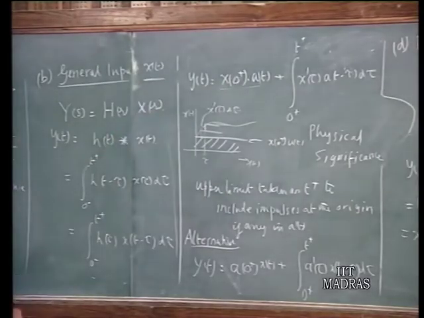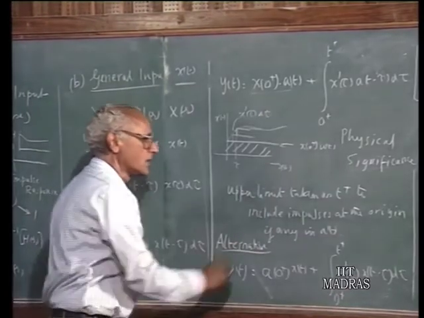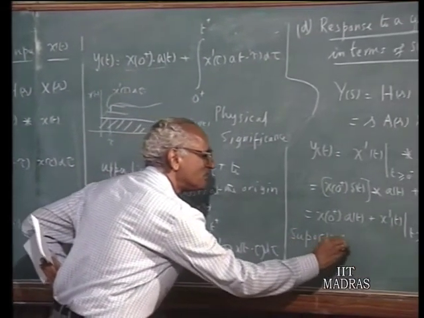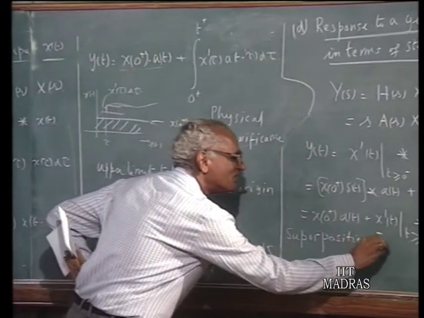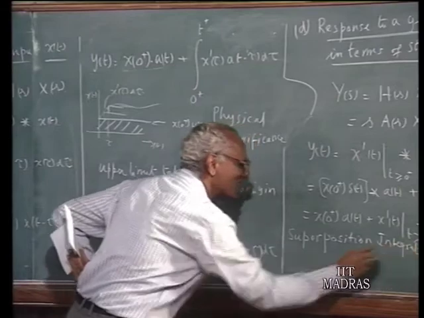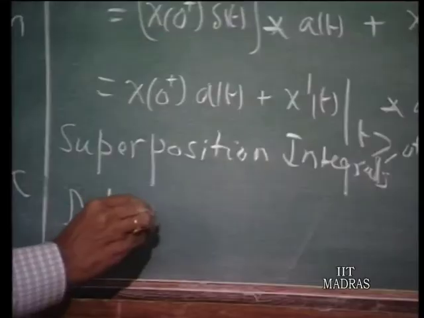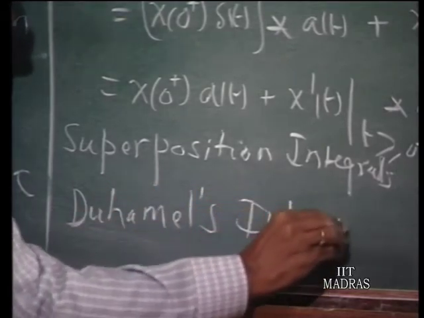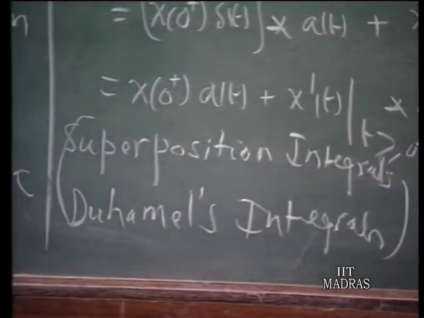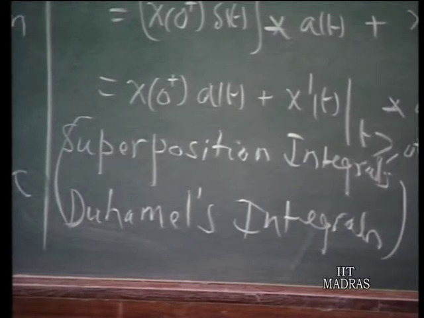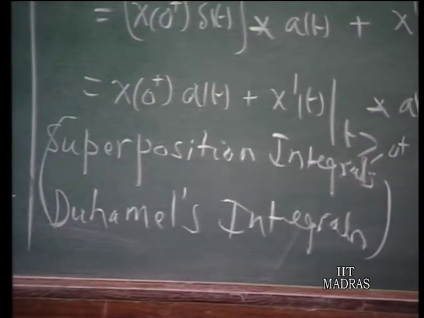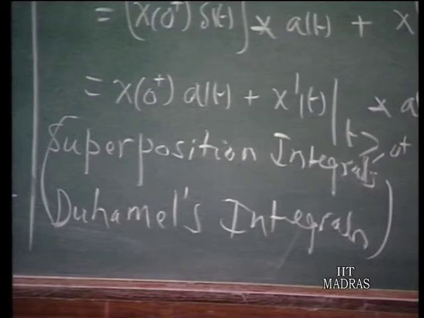So these are alternatives. Now these two integrals that we have here are also referred to as superposition integrals in literature. They are also referred to as Duhamel's integrals. So these are alternative names for that. Even the convolution integral in terms of impulse response is also called a superposition integral. These are all superposition integrals, Duhamel's integrals. Duhamel's integral is of course particularly with reference to the step function.